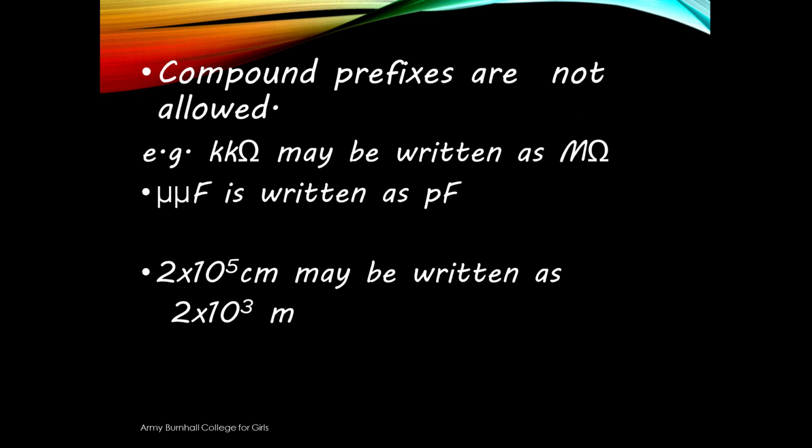Compound prefixes are not allowed, which means that if we have to write a bigger number, instead of writing a prefix 2 times like kilo kilo ohm, it can be written as mega ohm. Micro microfarad is written as picofarad. Also 2 into 10 raised to the power 5 centimeter: instead of using 10 raised to the power 5 with centi, we can use 2 into 10 raised to the power 3 meters.